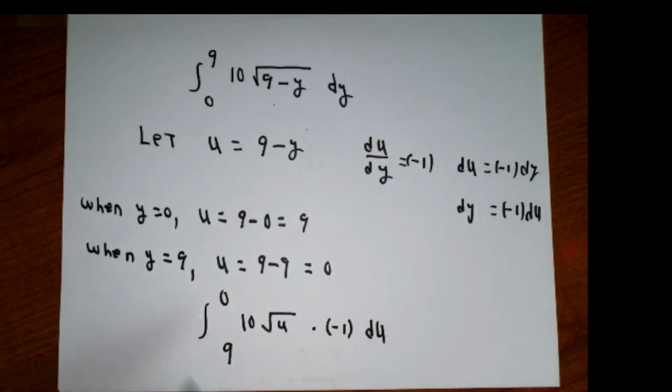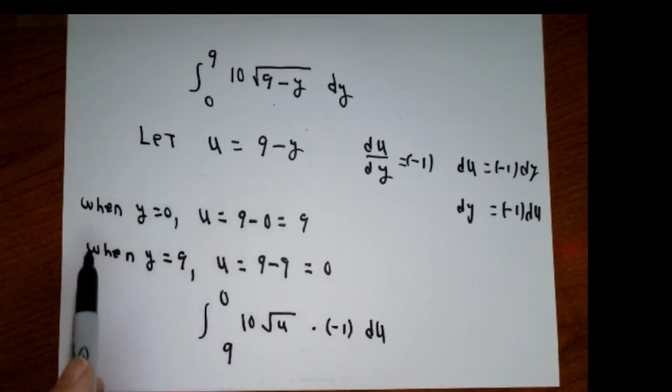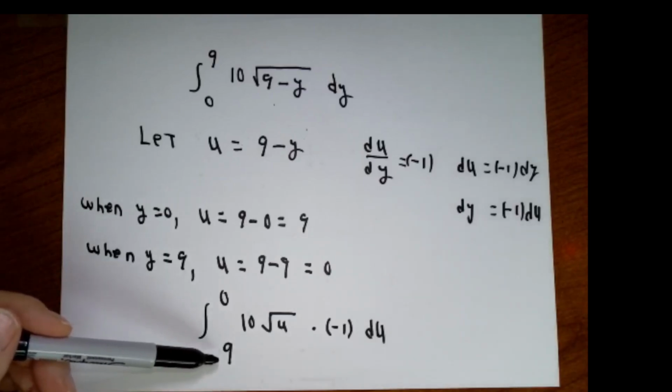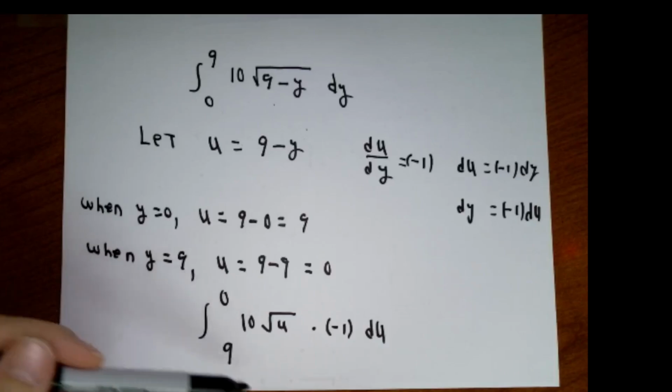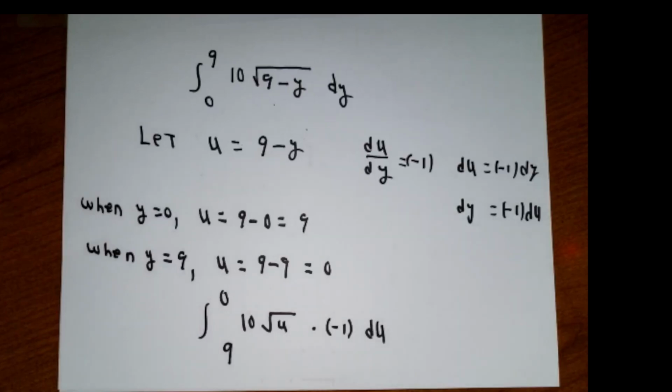The lower limit of integration corresponds to y equals 0. The lower limit of integration corresponds to u being 9. The upper limit of integration corresponds to y being 9, which makes u equal to 0. Putting all these pieces together, I have to calculate the integral from 9 to 0 of 10 radical u times negative 1 du. This looks very strange at first.